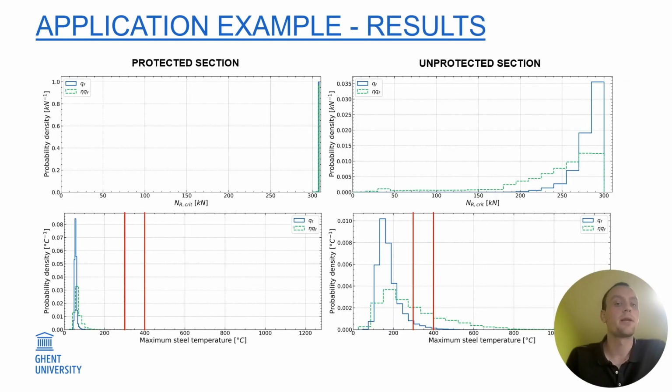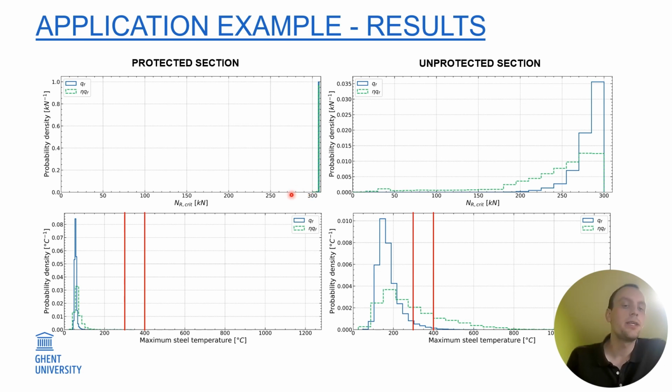For the results of the application example, we will distinguish between the results for the protected sections and the results for the unprotected sections. If we focus on the critical resistance for protected sections, we can see that the introduction of the stochastic correction factor, so by going from the blue histogram to the green histogram, does not have a significant effect on the critical resistance of our column, because what we observe are just two lines over here, and those lines are mainly overlapping.